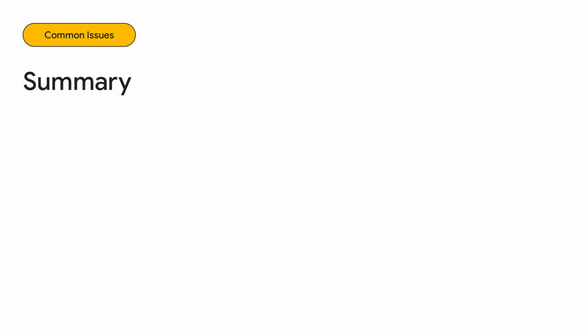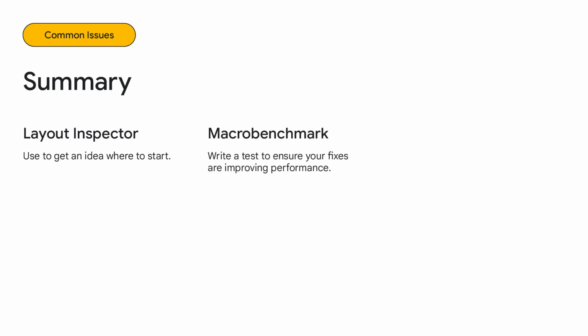To sum up what we saw, we used the layout inspector to help narrow down the issue and give us an idea of where to start. We then wrote a macro benchmark performance test in order to get a solid before and after picture of our issue. This ensures we are actually fixing the jank and not just guessing at its cause. We used the debugger to inspect the inputs to our pager and determined that one argument was unstable and causing the pager items to not skip recomposition.